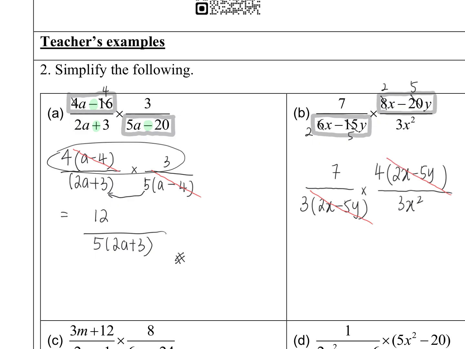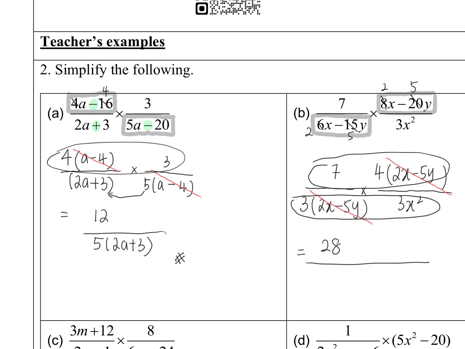The 3s below cannot. So cannot already. So 7 times 4 is 28. At the bottom, 3 times 3 is 9, x squared. So when you have plus or minus, put them in a group first. Don't start cancelling when you see numbers.